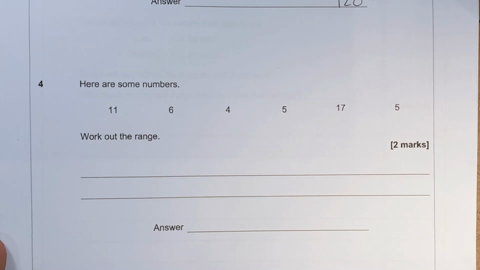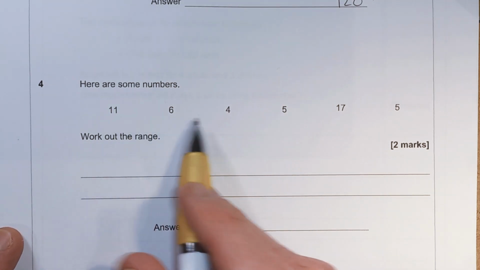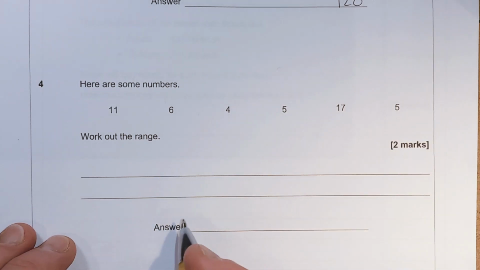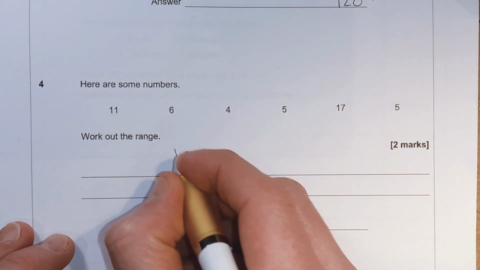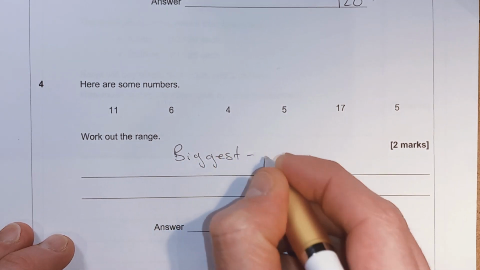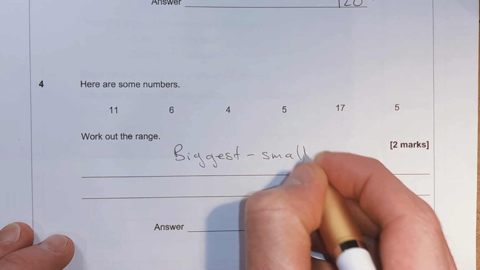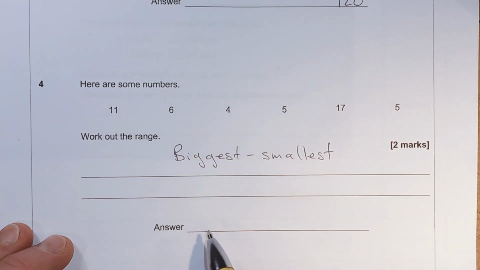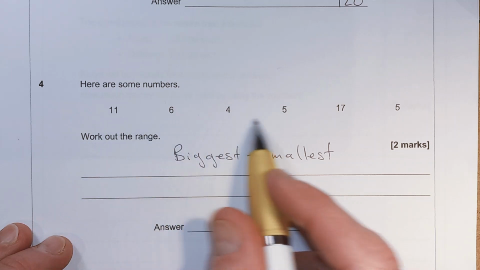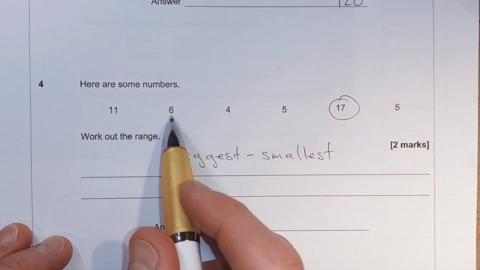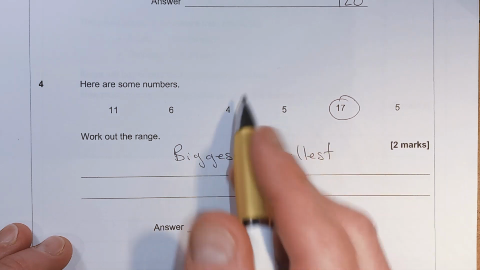Question 4. Here are some numbers. We've got 11, 6, 4, 5, 17 and 5. Work out the range. Well, the range is the biggest minus the smallest. Or in other words, it's the difference between the biggest and the smallest. Well, what's the biggest? 17's the biggest number. And what's the smallest? 4. There's nothing smaller than 4.